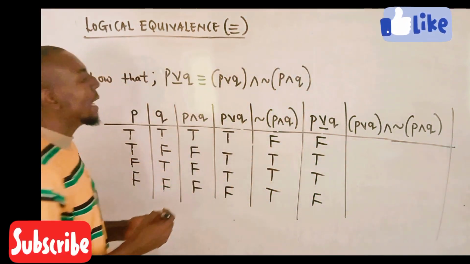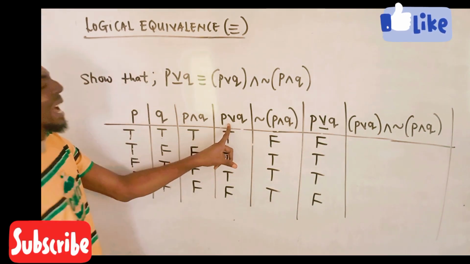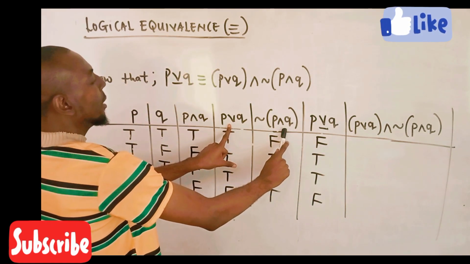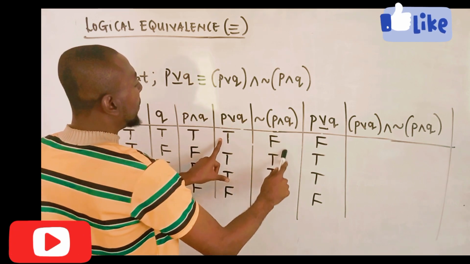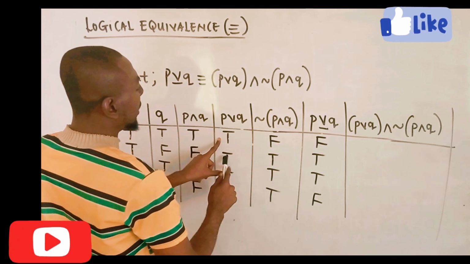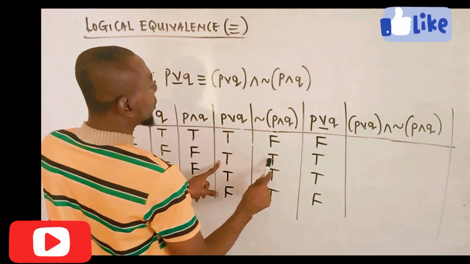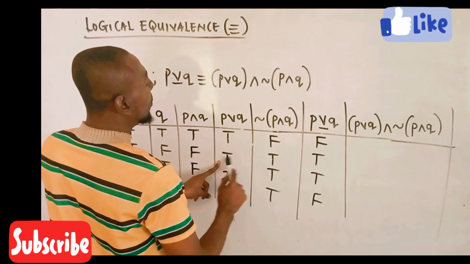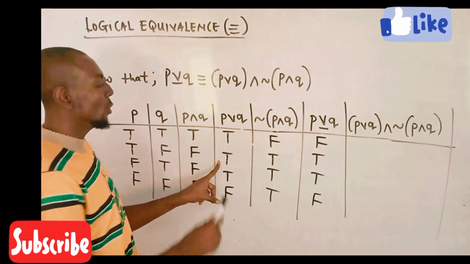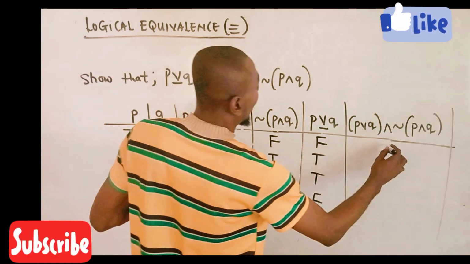The last column is now saying P or Q, which is this one here, and negation of P and Q. So we're going to use and to combine these two now. And says truth and truth gives you truth. Under and conjunction, both of them must be truth. So we have truth here. Of course, this one is truth and false, so we have false.